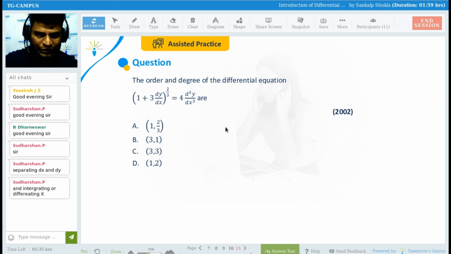Now I have to solve this question. See, this question was there in IIT 2002. We have to solve this question. It's a very easy question. What is order and what is degree? Tell me.